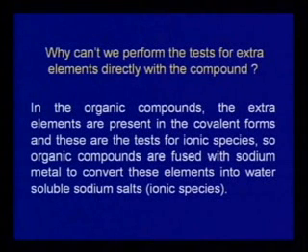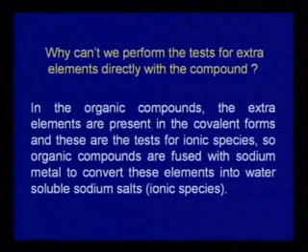Now you can ask me why we are performing the test by preparing the extract first. Why can't we perform the test directly with the compound? Okay. The reason behind this is that the elements are present in the covalent form in the organic compounds. So we need to convert them into ionic species because these are the tests for the ionic species. So these extra elements are converted into ionic species by fusing them with the sodium metal, and then we perform the test with these ionic species.